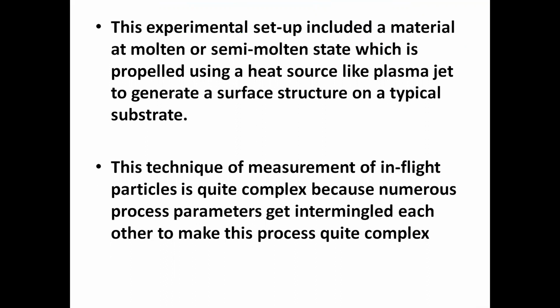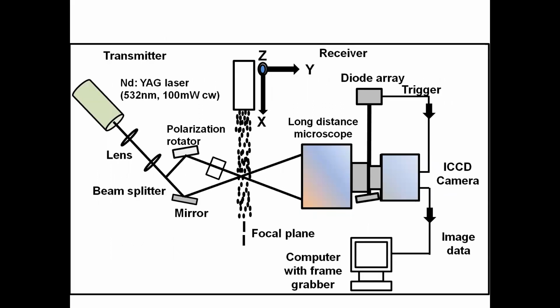The experimental setup included a material in a molten or semi-molten state, which is propelled using a heat source like a plasma jet to generate a surface structure on a typical substrate. This technique of measuring in-flight particles is quite complex because numerous process parameters get intermingled with each other, making this process quite complex. This is the pictorial representation.